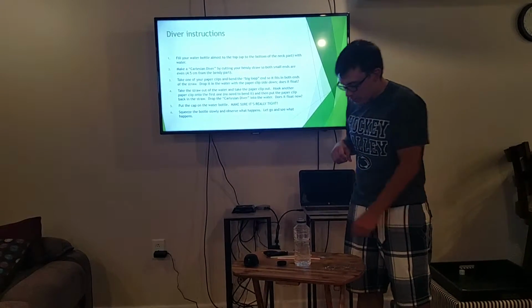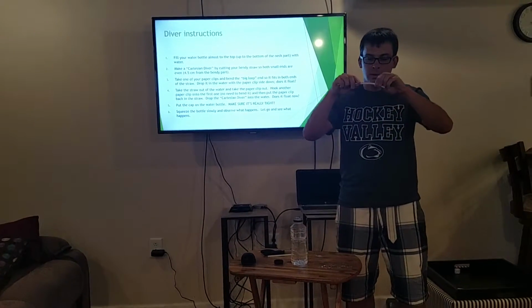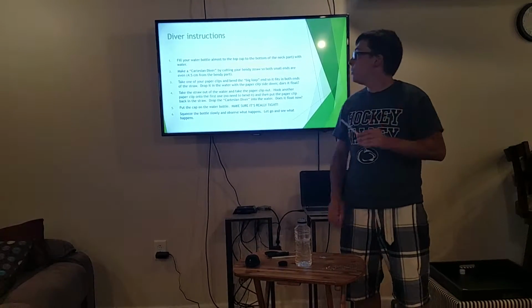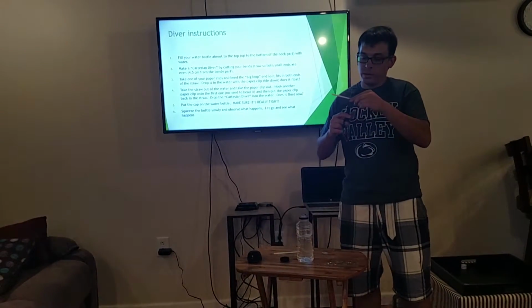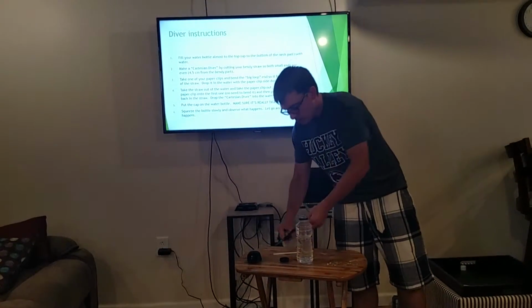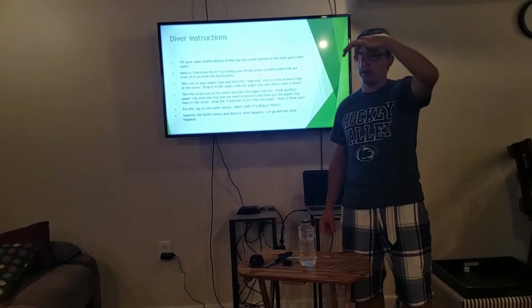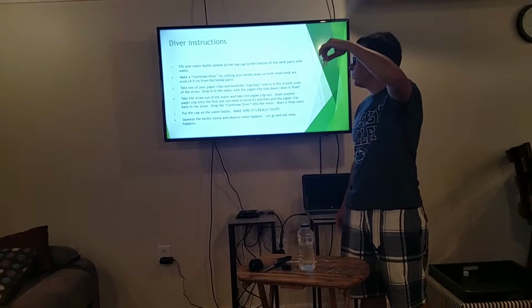Make the Cartesian diver. You're going to take your bendy straw, stretch it, bend it. You can measure 4.5 centimeters. The easiest thing I found most people to do is just take that right there, and you cut it right where they meet. That way you have an even diver.